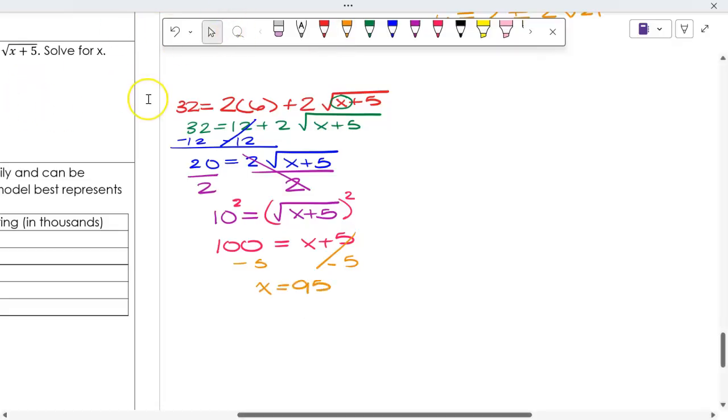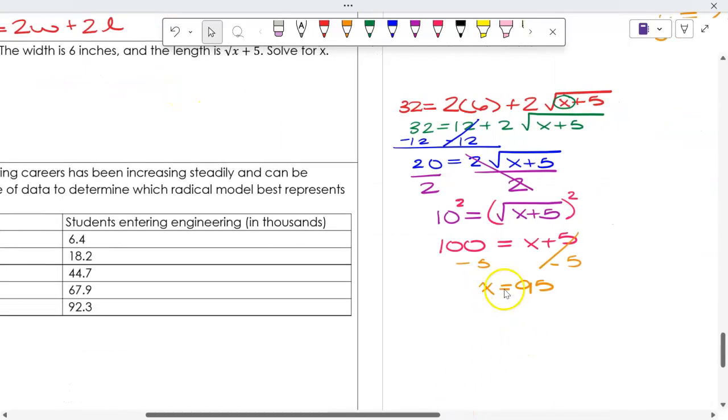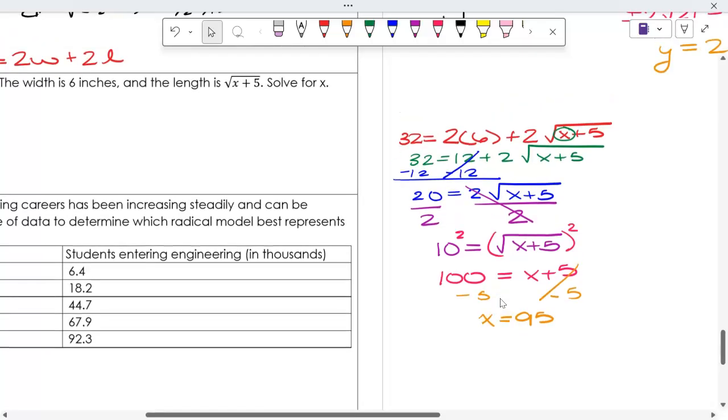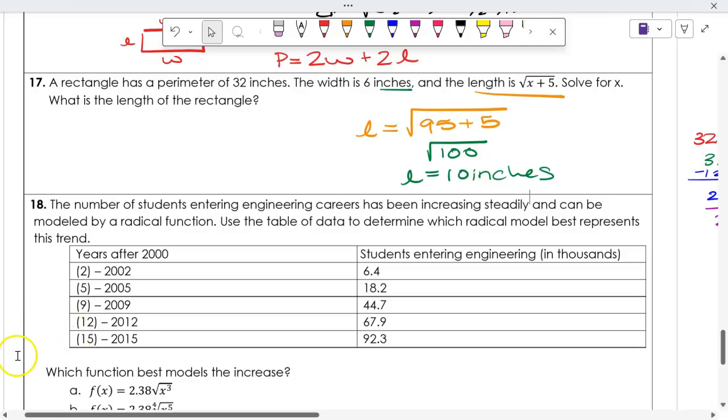Now note, that's exactly what they asked me to do here, solve for x. Now that's part of it though, because the next part is what is the length of the rectangle. So if I solve for x here, that is not the length of the rectangle, because remember that the length of the rectangle is the square root of x plus 5. So my length is actually going to be the square root of 95 plus 5. Well, 95 plus 5 is 100, so that just gets me the square root of 100, which tells me the length is 10. And it tells me inches right here, so it'll be 10 inches. Okay, so that's how I would do a problem like that.